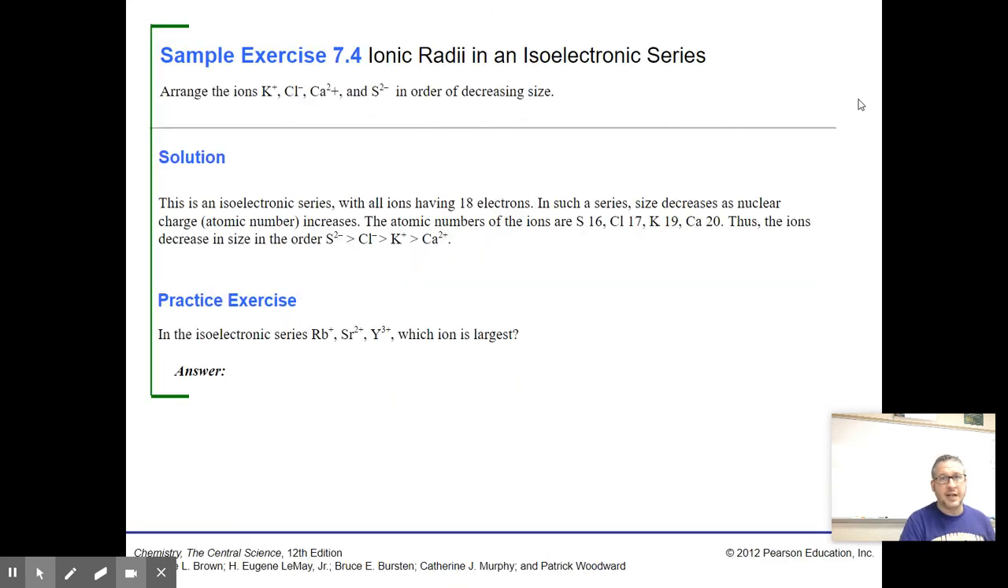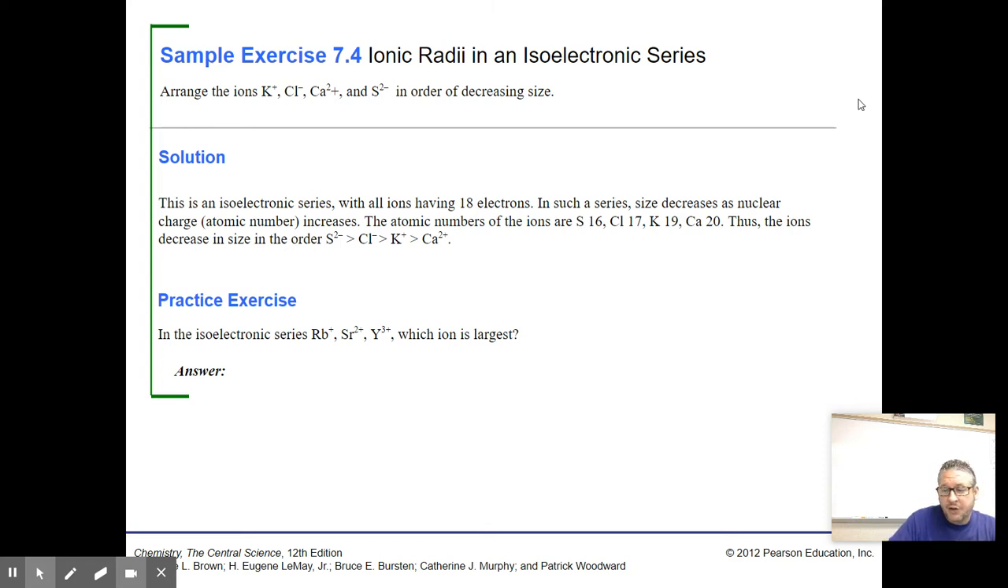So let's take a look at an example here. We are to arrange the ions of potassium, chlorine, calcium, and sulfur in order of decreasing size. So we have to make sure we place our largest in the first and the smallest in the last position. Anyway, if you have your periodic table out, you're going to see that sulfur is atomic number 16, potassium is atomic number 19, chlorine is atomic number 17, and calcium is atomic number 20.